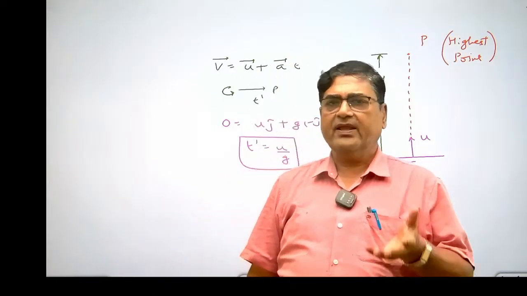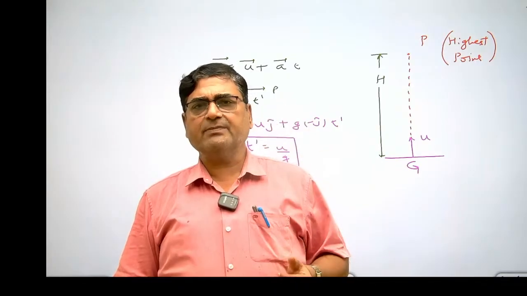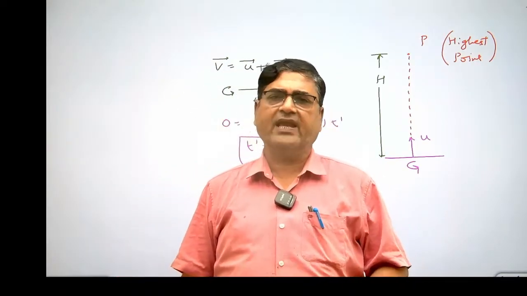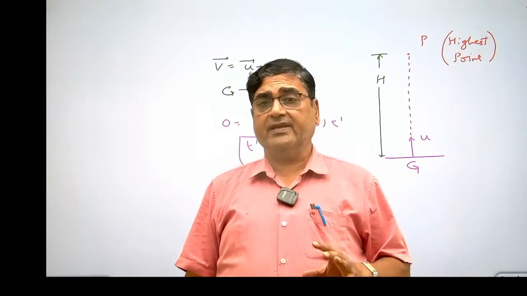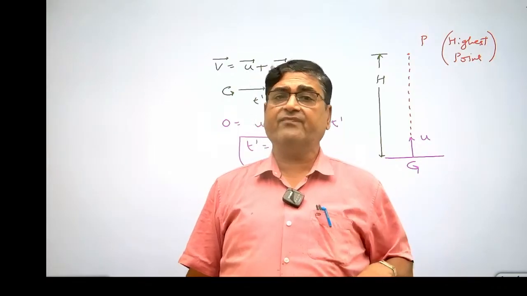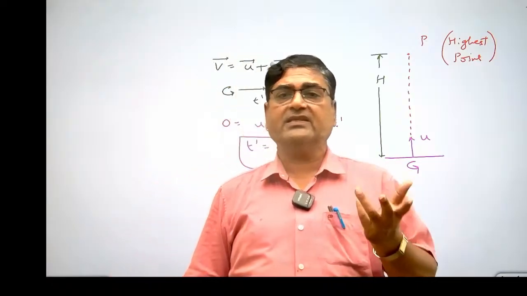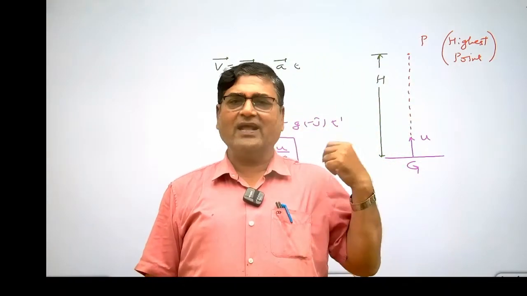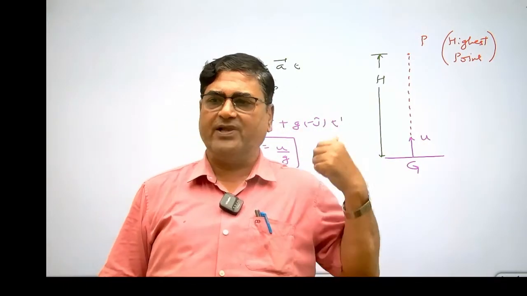So what happens? If you throw a particle with 50 meter per second, it will attain its maximum height in 5 seconds, because every second it will lose velocity by 10 meter per second. If you throw a particle with 60 meter per second, it will attain maximum height in 6 seconds. So dear student, it is very simple, or you can also apply this formula. Time taken by the particle in moving from ground to the highest point is u upon g.